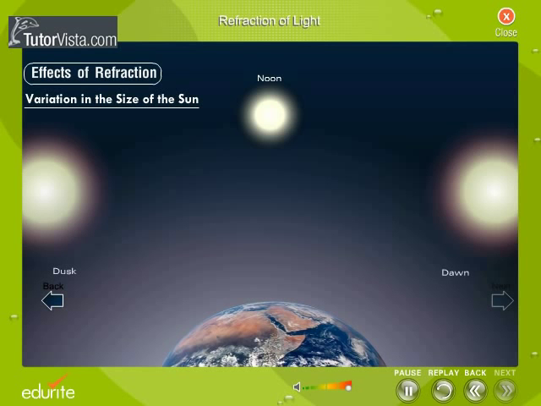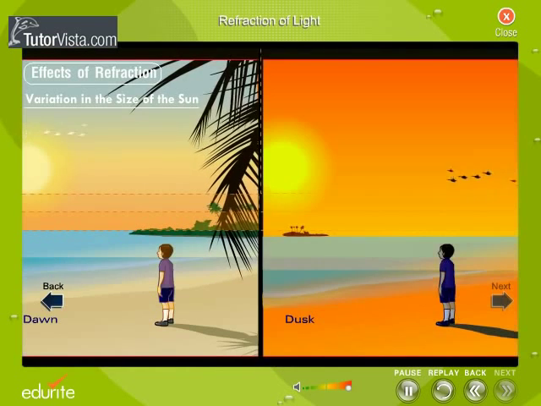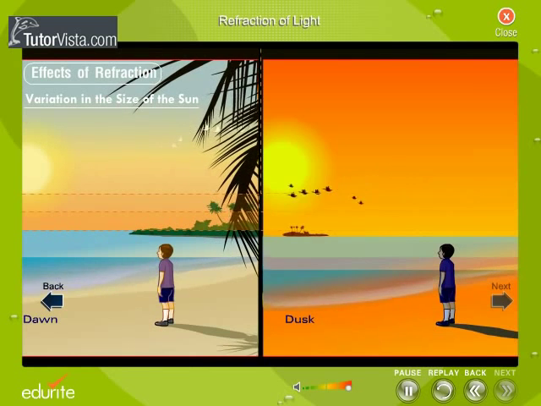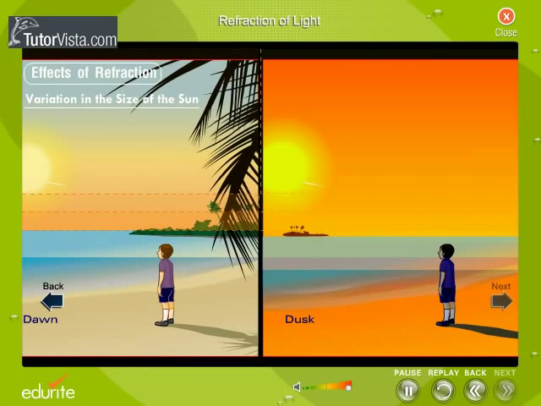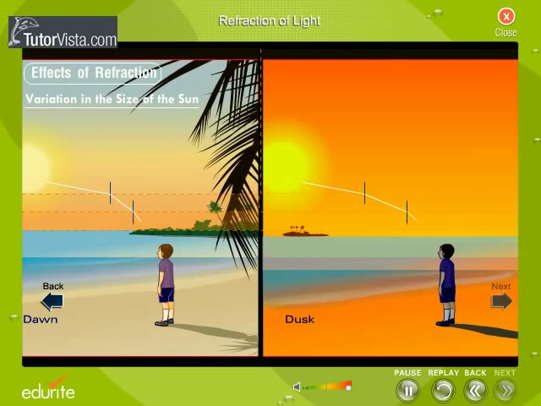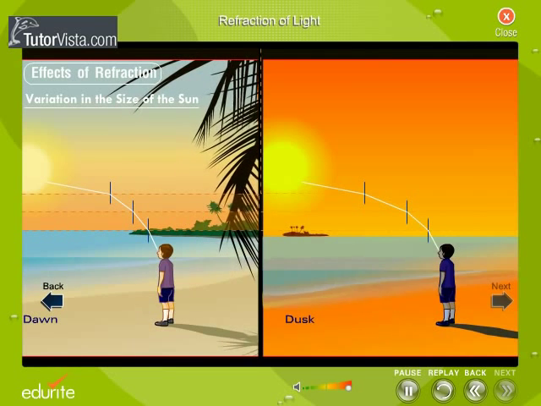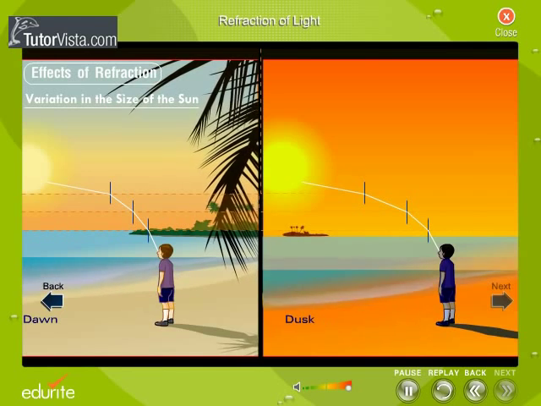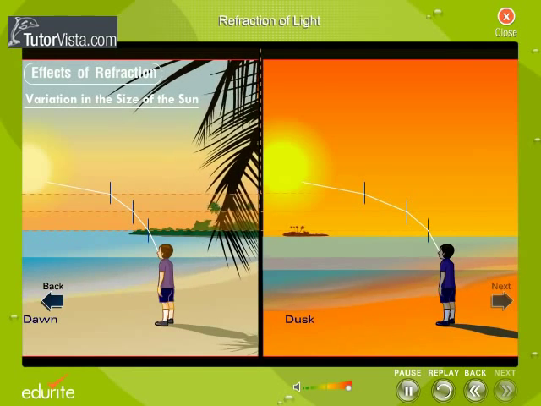At dusk or dawn, the sun appears to be larger than at noon. This is because when the sun is near the horizon, the rays of light coming from the sun have to pass through layers of air of increasing density. Due to continuous bending of light, the sun appears to be larger.